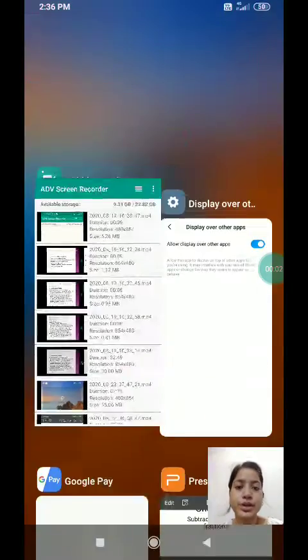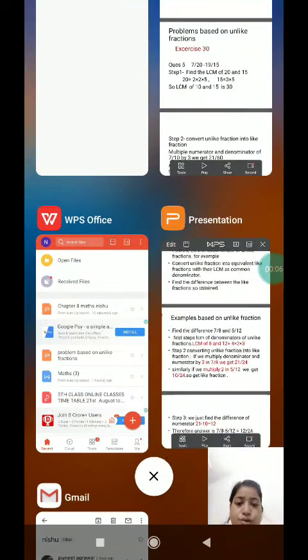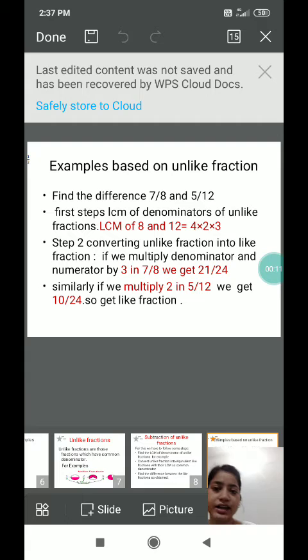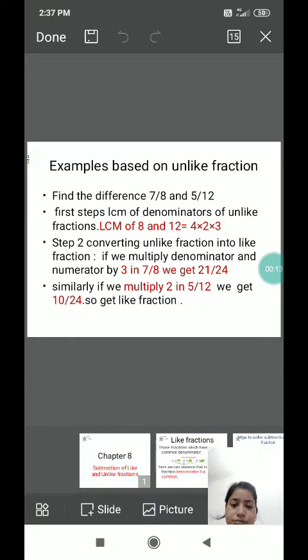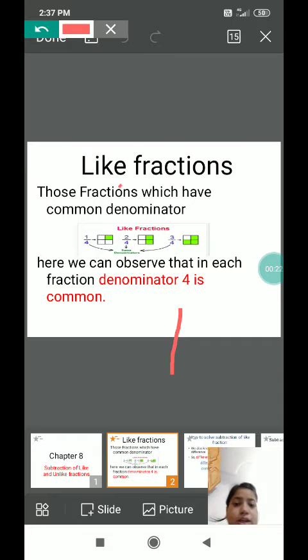Students, today we will study like fraction and unlike fraction. First we have to discuss what is like fraction and unlike fraction. Like fractions are those fractions which have a common denominator. Here we can see the denominator is common.